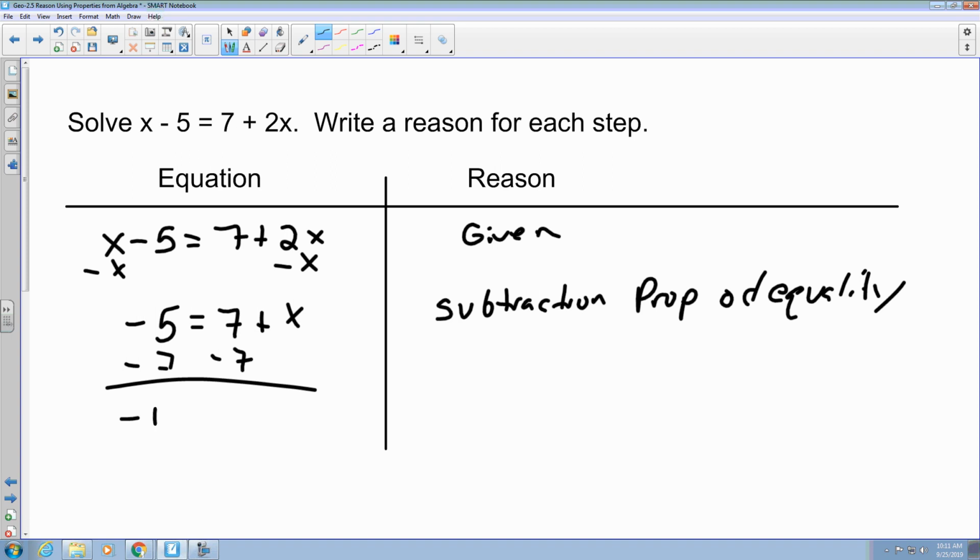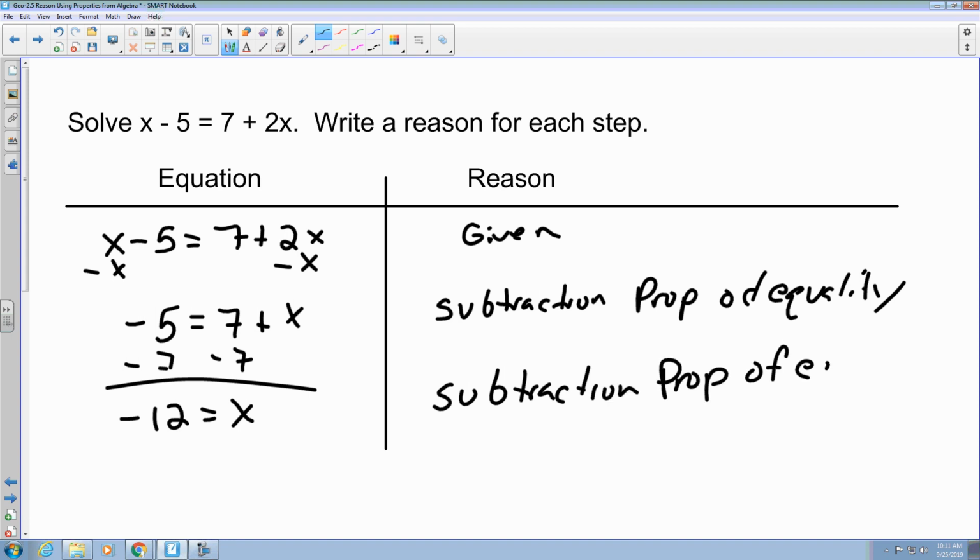So now I have -12 equals x. And because, again, I subtracted, it's the subtraction property of equality. And I found what x was, so now that's my answer, and those are my reasonings.